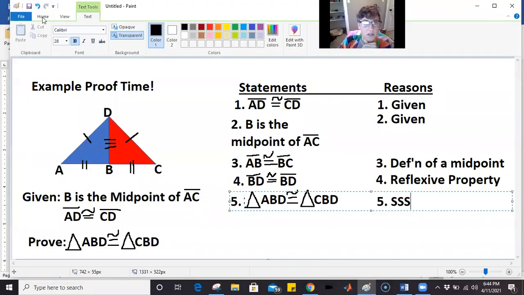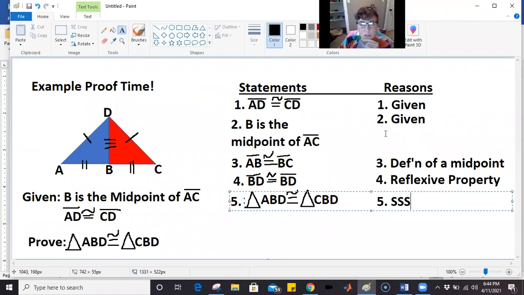Okay, let's review what we just talked about. We started our argument with our givens: side AD and side CD are congruent to each other, and B is the midpoint. From that midpoint, we could say side AB is congruent to side BC, because that's its definition. Their shared side, BD, is congruent to itself by the reflexive property. So we have one pair, two pairs, three pairs of congruent sides, and the triangles are congruent by the side, side, side congruence postulate.